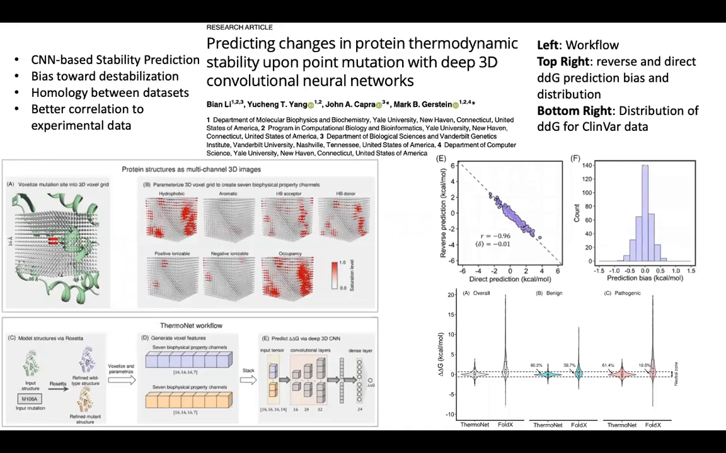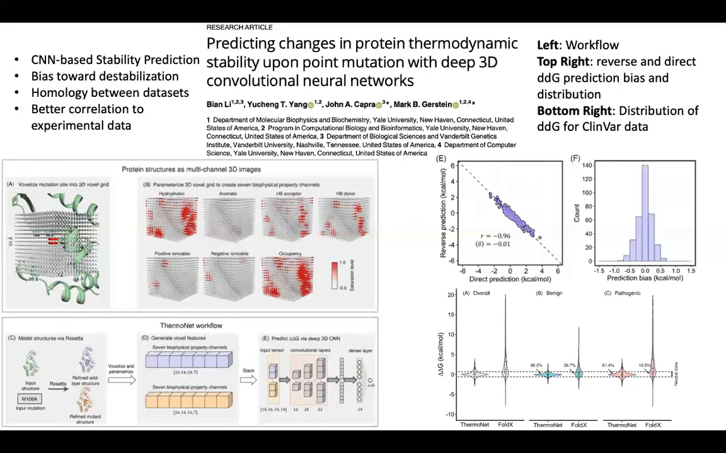They also wanted to look at an unappreciated bias, which was homology between training and test sets in previous machine learning models. By modeling structures in Rosetta and then generating various biophysical property features, they input that information to develop their convolutional neural network and extract the delta G.